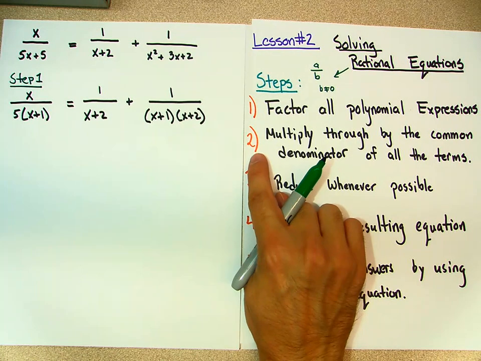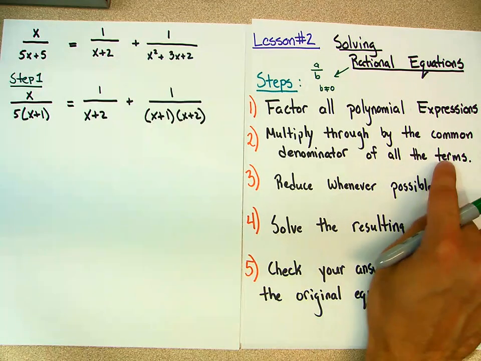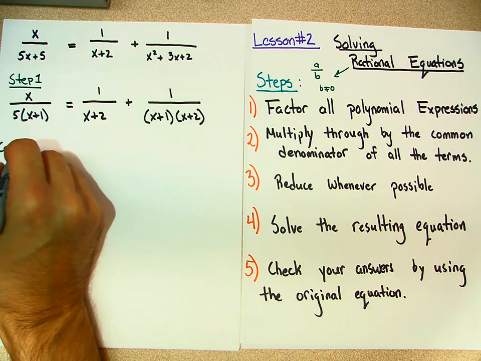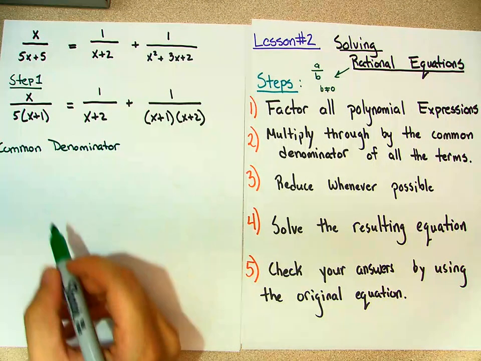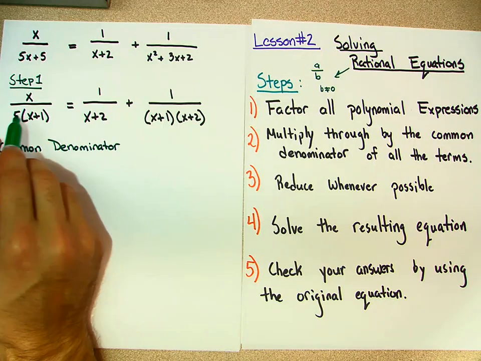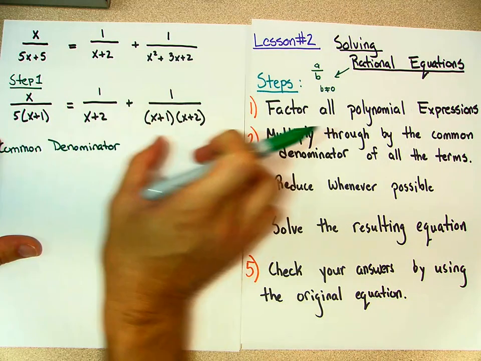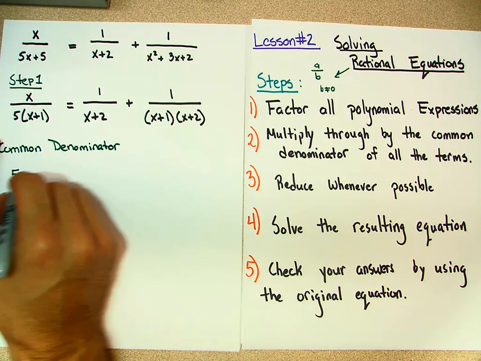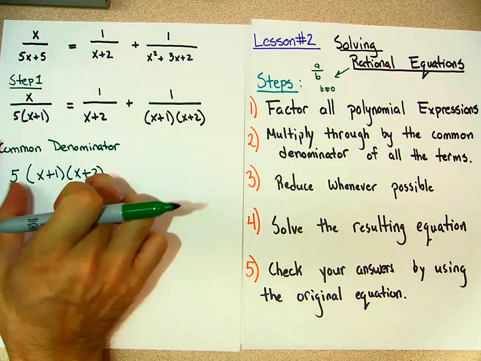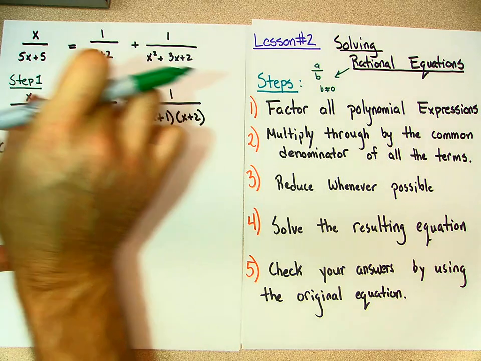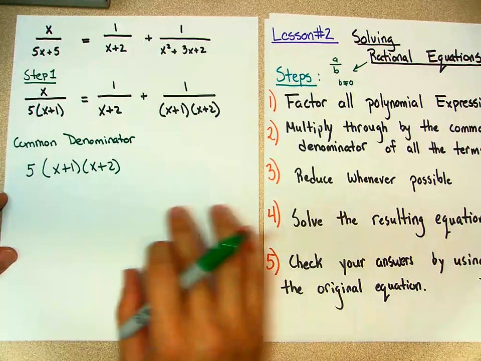Now number 2, what are we going to do? We need to multiply through by the common denominator of all the terms. So here, common denominator, right? What will the common denominator be? Here, we have 5, x plus 1, and x plus 2. That's what they all have together. The common denominator is 5 times x plus 1 times x plus 2. Okay? We're going to multiply this to every single one of them. Okay? I'm going to pause the video and I'm going to write out what it should be, and you try and do the same.